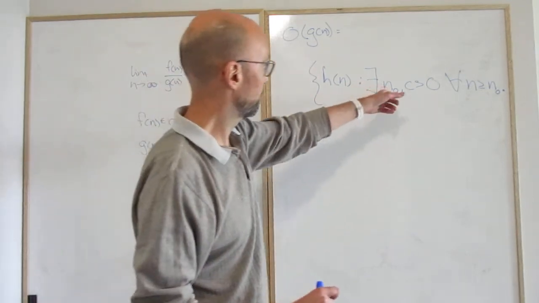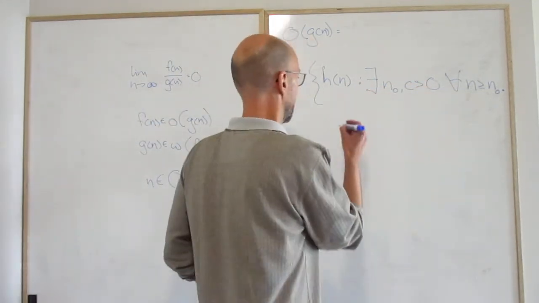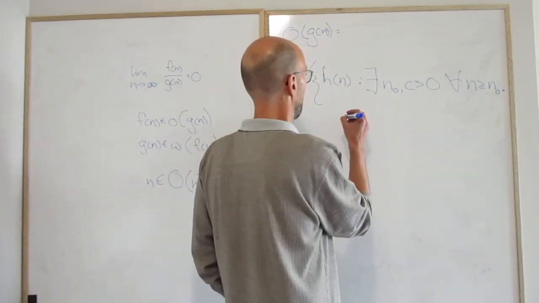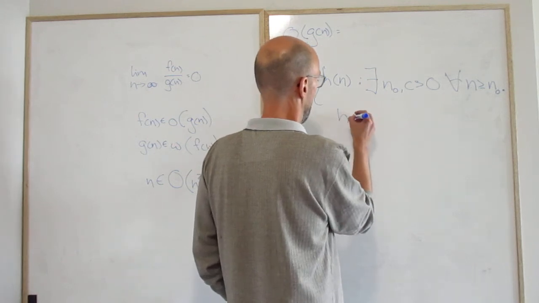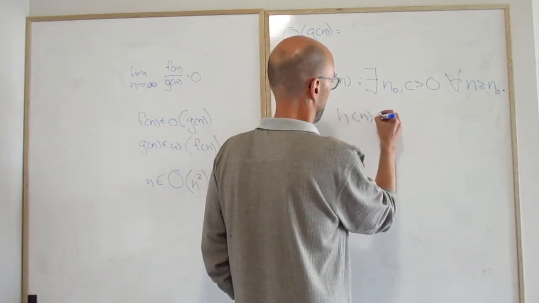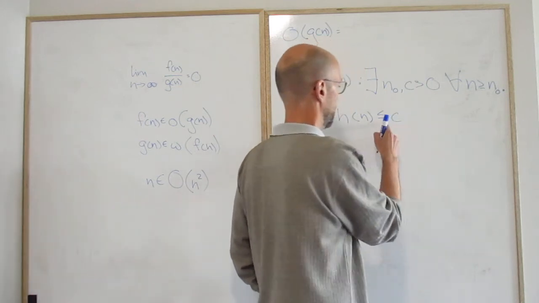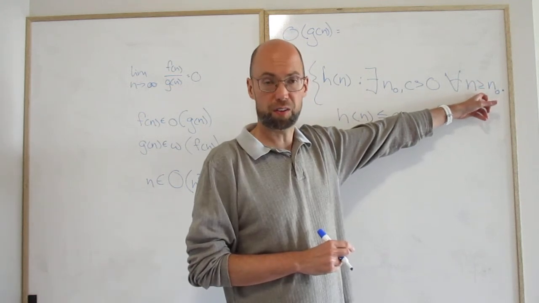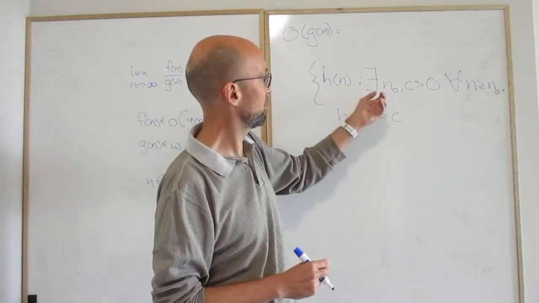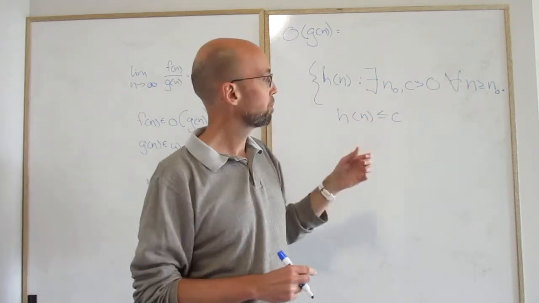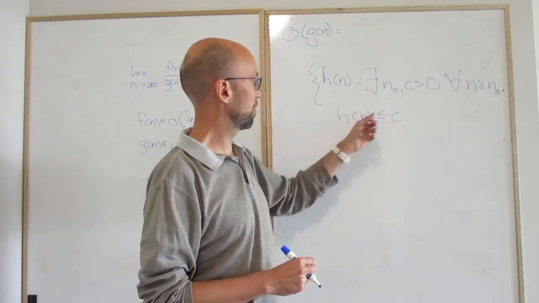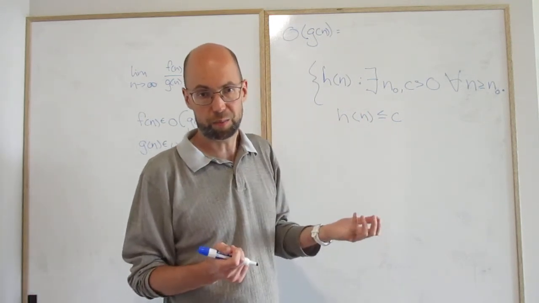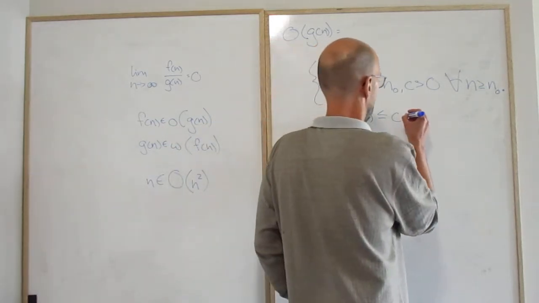Okay. There exists an n0 such that for all n greater than or equal to n0, h of n is less than or equal to c times g of n. I forget if it's usually a greater than or equal or just a greater than, but it doesn't matter because you can always choose your n0 plus a little bit. And I forget if it's a less than or a less than or equal, but if you want it to be a less than, just choose your c a little bit smaller.